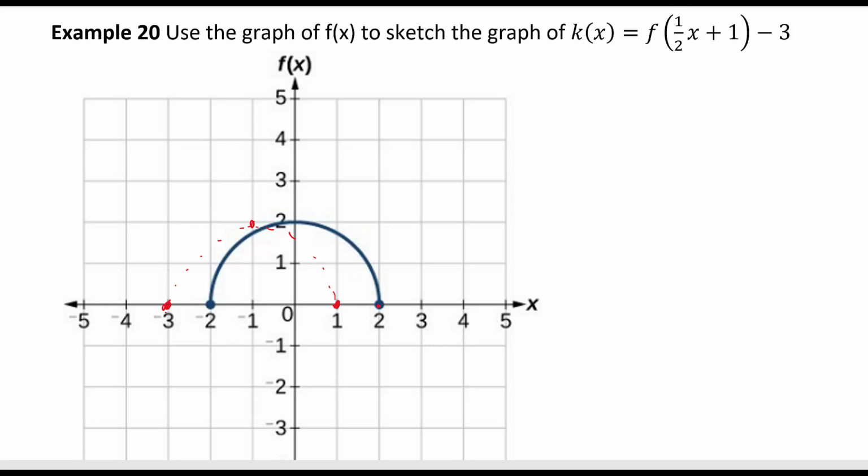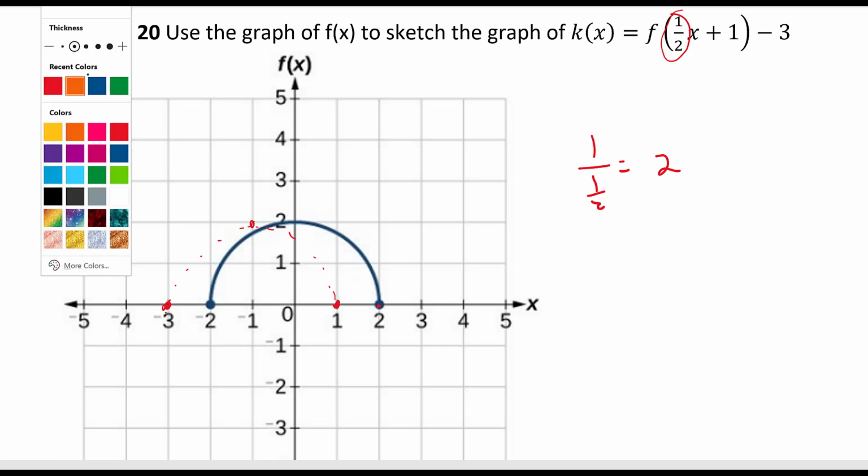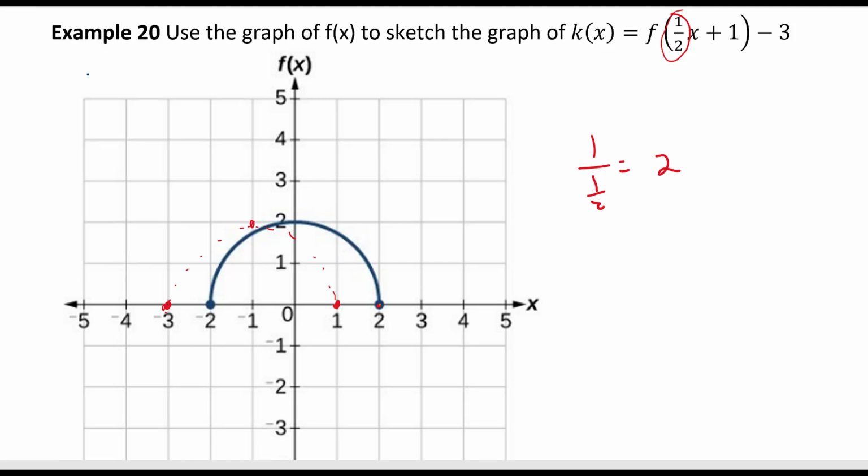But then we have this factor of 1/2. So 1 over 1/2, as I said before, was 2. So we're going to multiply these by 2. So 1 times 2 is, I'm going to change colors. 1 times 2 is 2. And then negative 1 times 2 is negative 2, so it's going to be up here. The negative 3 times 2 is negative 6, which my graph doesn't go that far, so there. So we have a graph that looks like this, roughly.